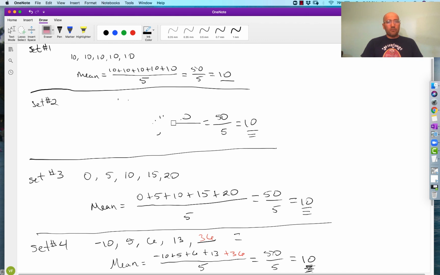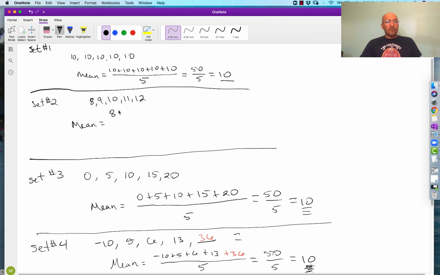Let's replace it with another set that also has a mean of 10. It's a little bit more spread out than this one, but a little less spread out than that one. I want some middle ground. How about just the set 8, 9, 10, 11, and 12? The mean is still going to be 8 plus 9 plus 10 plus 11 plus 12, all divided by 5. And that's still going to be 50 divided by 5, or 10.